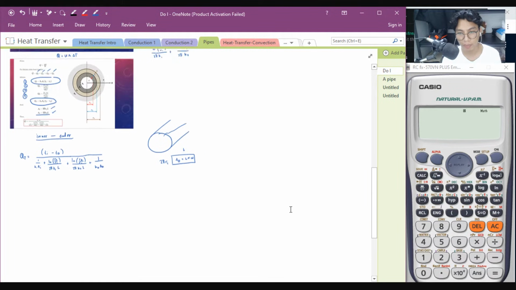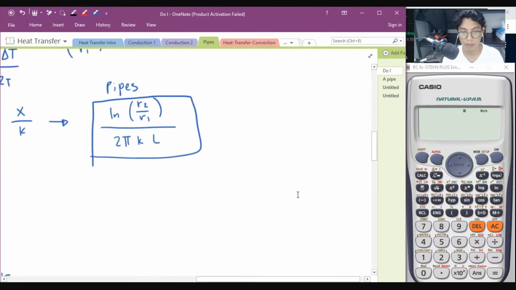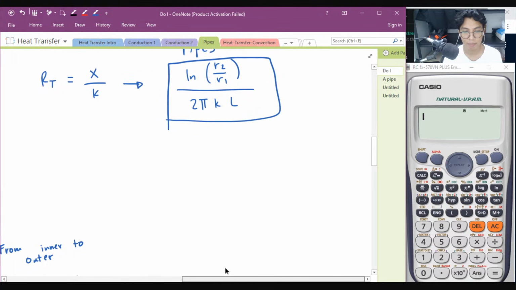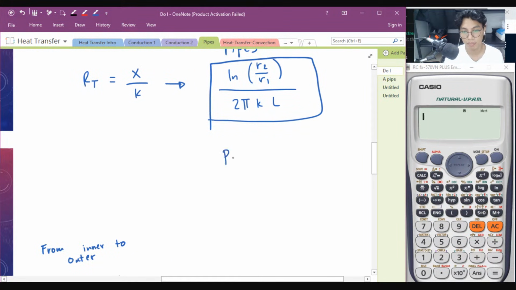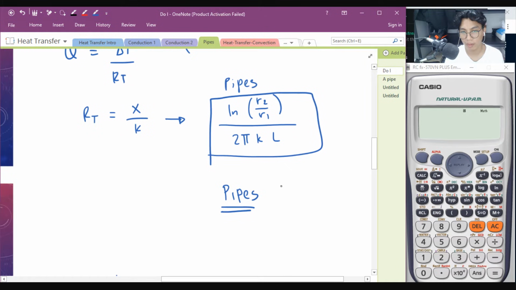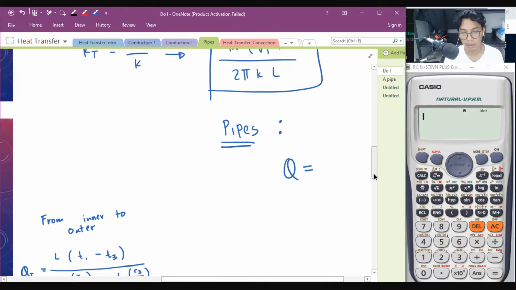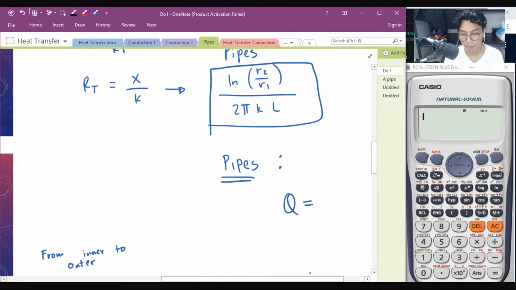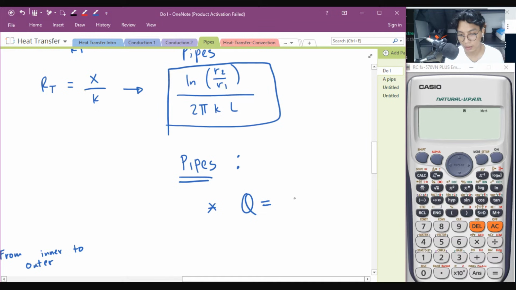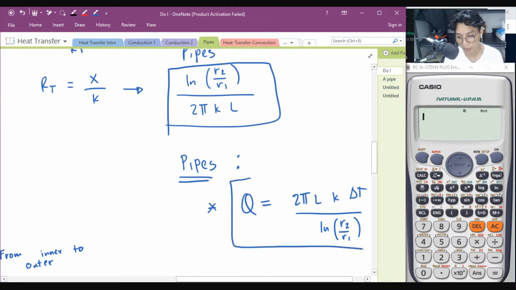When we are talking about conduction through pipes, pipe lang ha, pipes. Simply, okay? Yung heat transfer niya will be equal to, ayun, no? Generalize natin, ha? 2 pi L K delta T over ln of R2 over R1. That is the general formula for pipes only.